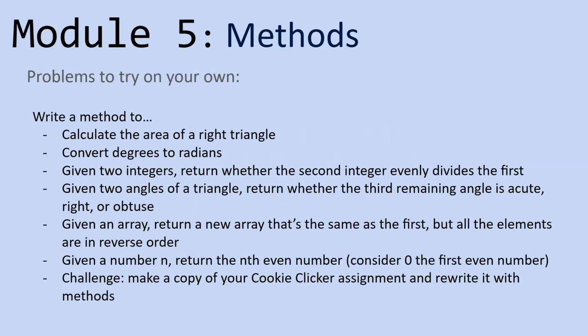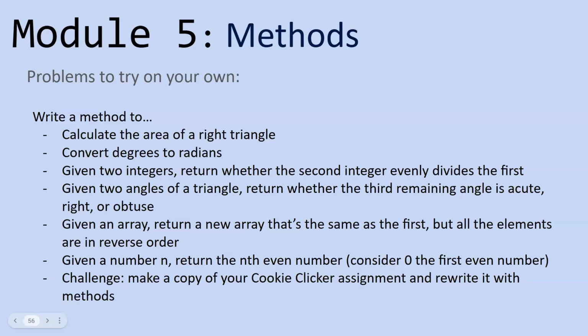Cool. And then here are just some problems you can try on your own to get some extra practice with methods. Obviously, there's some exercises in the exercise repo, but in case you want some additional practice, just choose a few of these that sound interesting to you. You could write a method to calculate the area of a right triangle, say given the coordinates of some points, or convert degrees to radians, or given two integers, return whether the second integer evenly divides the first. Or given two angles of a triangle, return what the third remaining angle is.